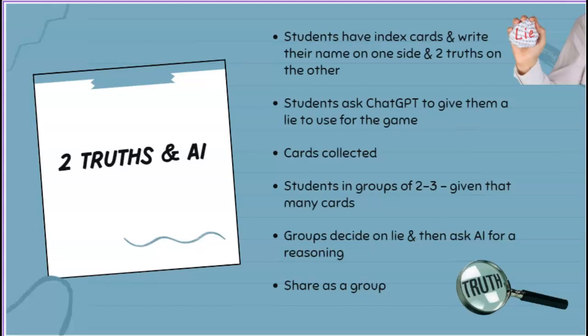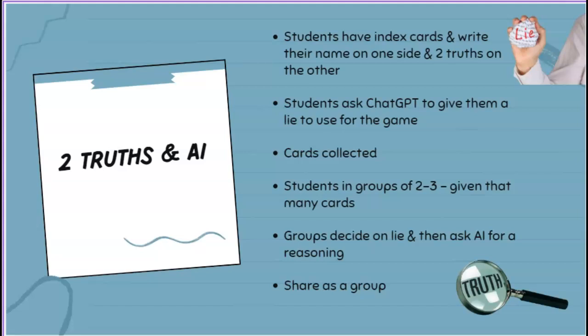I did this semester in my classes, and here's how it works. I gave students an index card and I asked them to write their name on one side and two truths about themselves on the other. Now, I did tell them don't necessarily list the two truths first, otherwise it'll be obvious that the very last one on the card is the lie. So I gave them that tip before we started.